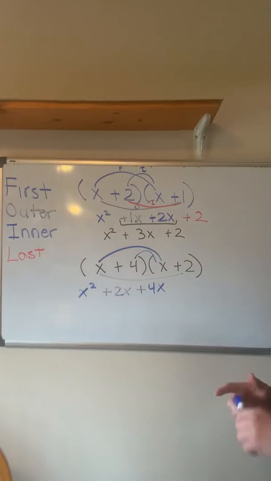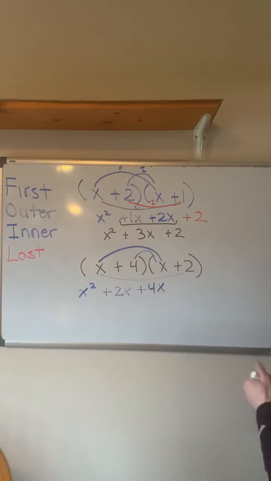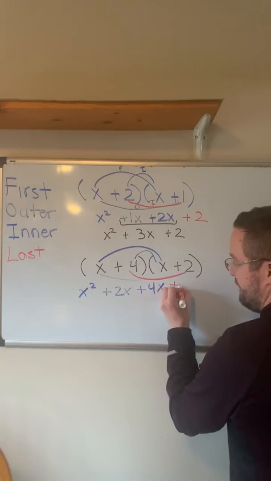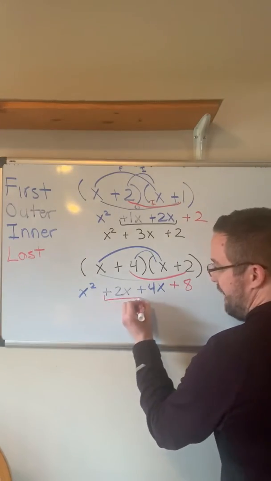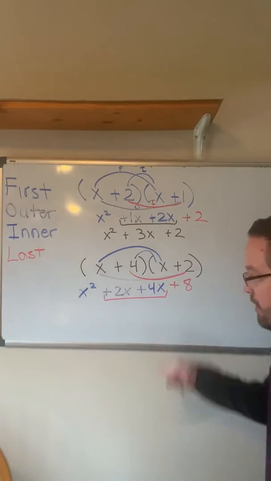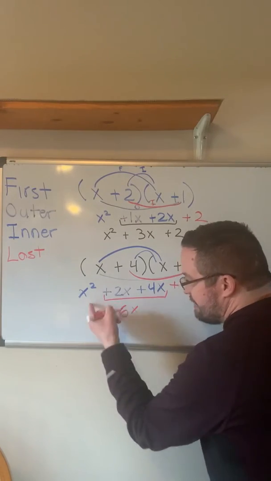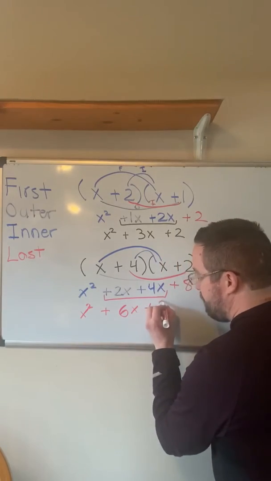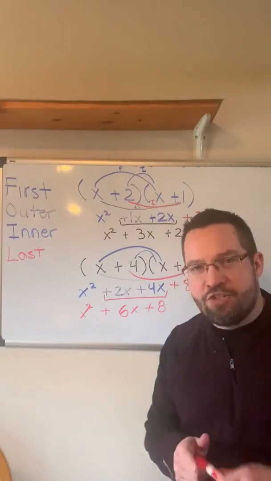And my last terms: the last term here is the 4, the last term here is the 2. I've got 4 times 2. That's going to give me 8. I take a look here. I've got an x and an x in the middle. 2x plus 4x is going to give me 6x. I bring down my x squared. I bring down my 8, and I'm good. All right, let's just do one more, please.